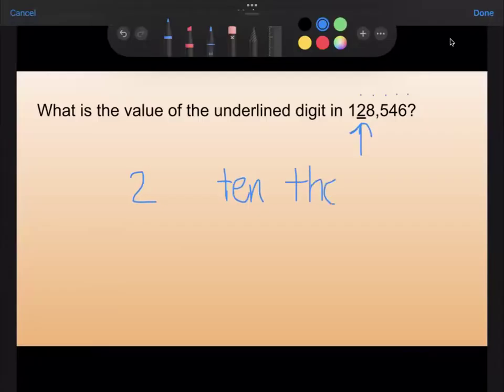So if we have two 10,000s, we can even use a place value chart for this and put a 2 in the 10,000s place. But essentially what you're going to end up with is 20,000. So this 2 in the 10,000s place is representing a value of 20,000.